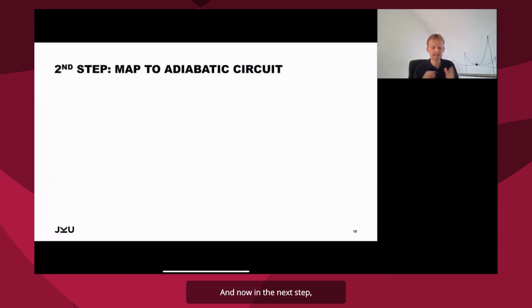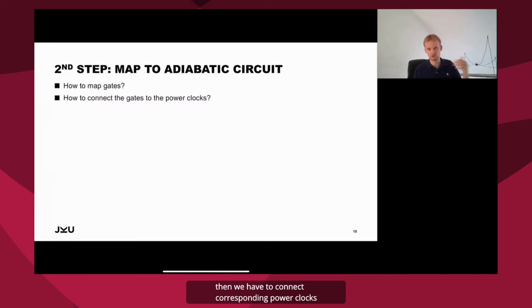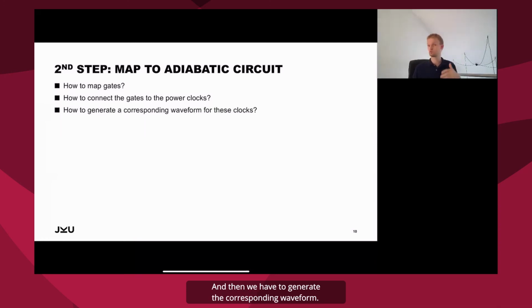And now in the next step, we have to map that into a corresponding adiabatic circuit. For this, we need to discuss how we map the gates. How do we map, in our case, the NOR gates into a corresponding adiabatic description? Then we have to connect corresponding power clocks so that we can control the computing and uncomputing. And then we have to generate the corresponding waveforms.